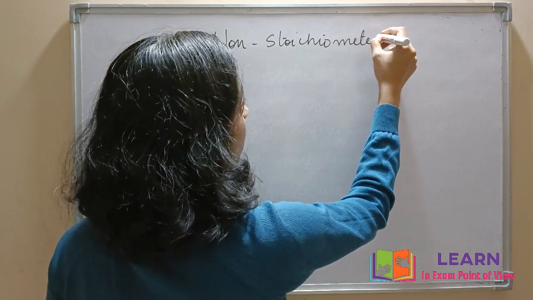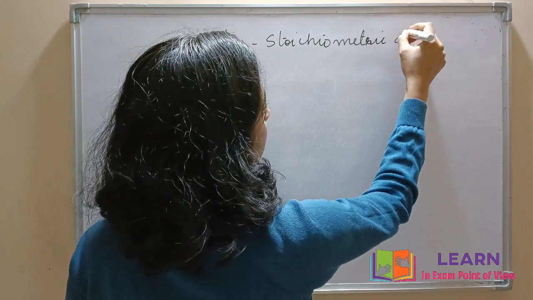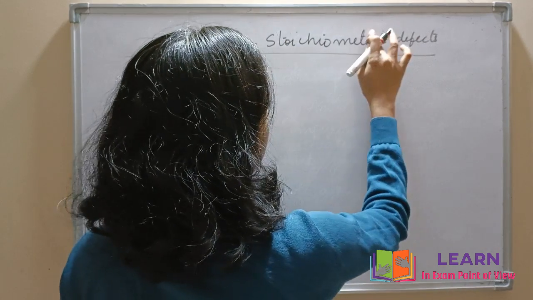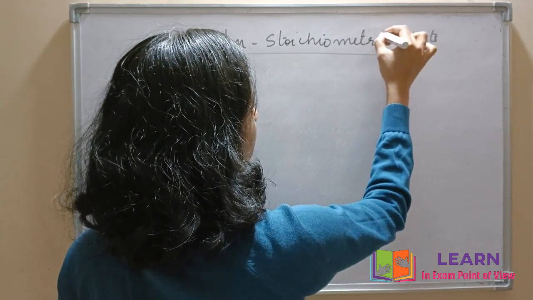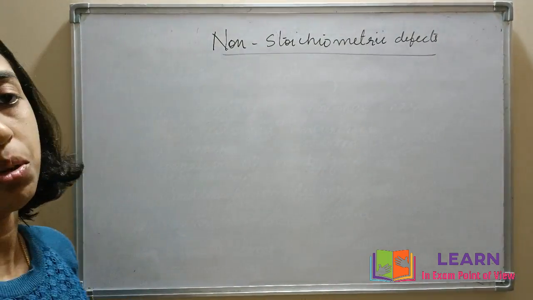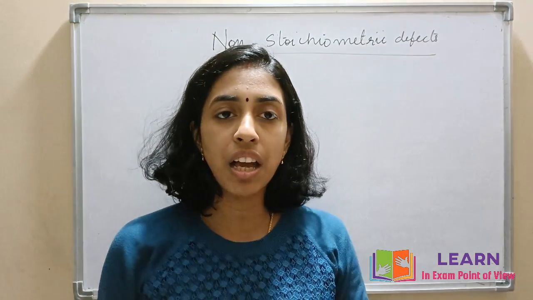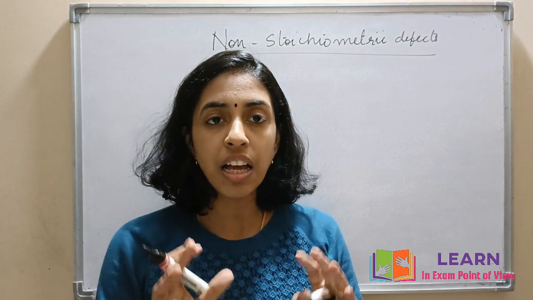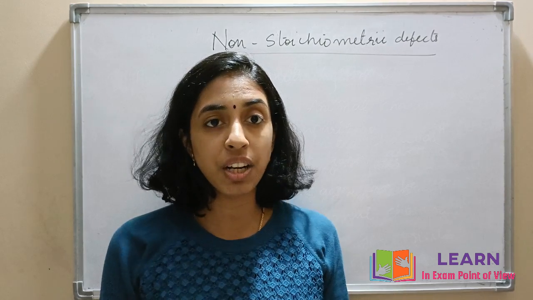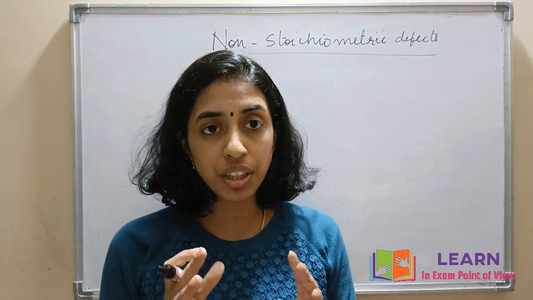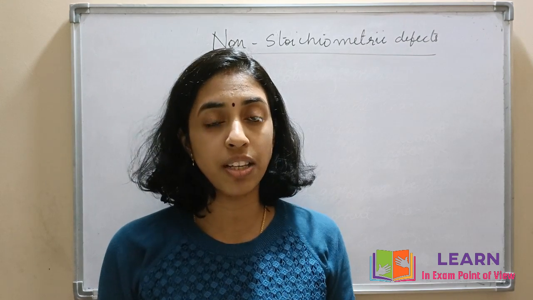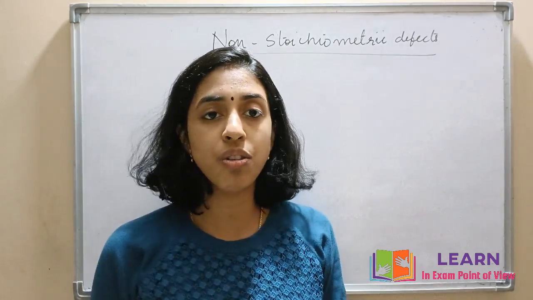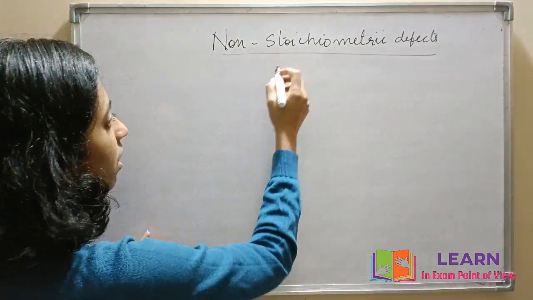Non-stoichiometric defects. Okay. So what is the meaning? That is, this defect will affect the stoichiometry. That is, there will be a ratio of anion and cation, right? So due to the defect, that ratio will change. That is, it is affecting the stoichiometry. So that is why it is called non-stoichiometric defects.